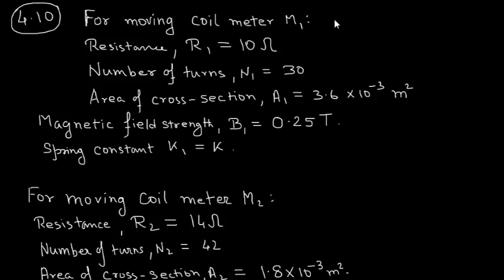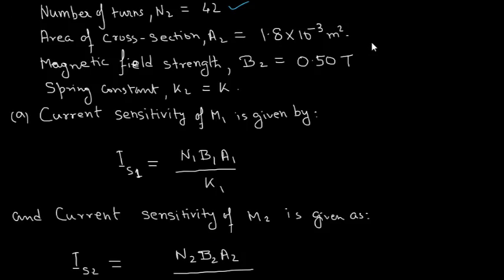So here we are given for moving coil meter M1, resistance R1 is 10 ohm, number of turns N1 is equal to 30, area of cross section A1 is equal to 3.6 into 10 to the power minus 3 meters square. Magnetic field strength B1 is equal to 0.25 T. Spring constant K1 is equal to K. For moving coil meter M2, R2 is equal to 14 ohm. Number of turns N2 is equal to 42. Area of cross section A2 is equal to 1.8 into 10 to the power minus 3 meters square. Magnetic field strength B2 is equal to 0.5 T. Spring constant K2 is equal to K.